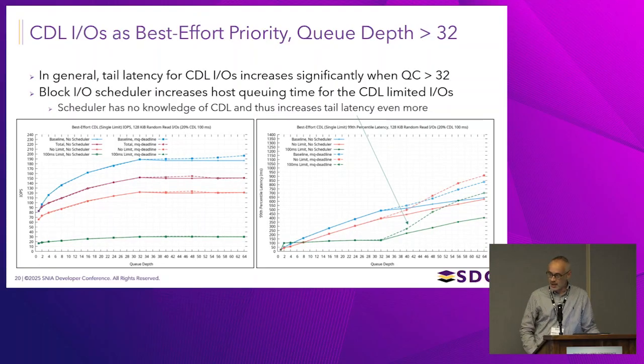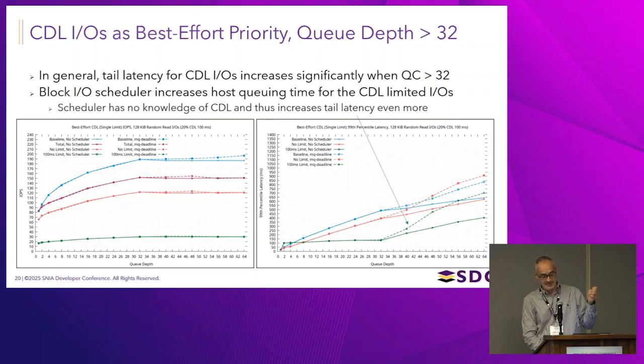What if you keep increasing your queue depths here, you go beyond the 32 max of the drive? Well, then you hit the problem that the kernel doesn't understand CDL. It just passes that information along to the drive. So now your queuing on the host side kills you, and you see the tail latency increasing again, because the block IO scheduler will not schedule your short time CDL limited commands before the other ones that don't have a limit. How do you solve this?